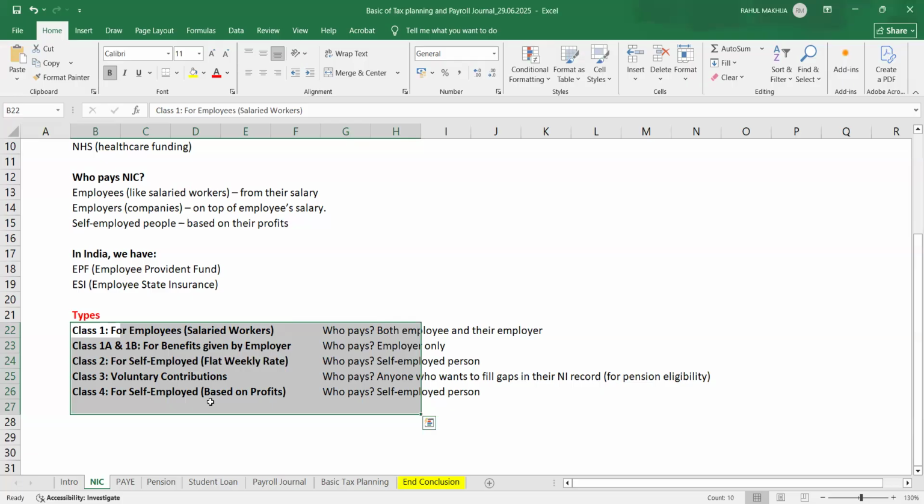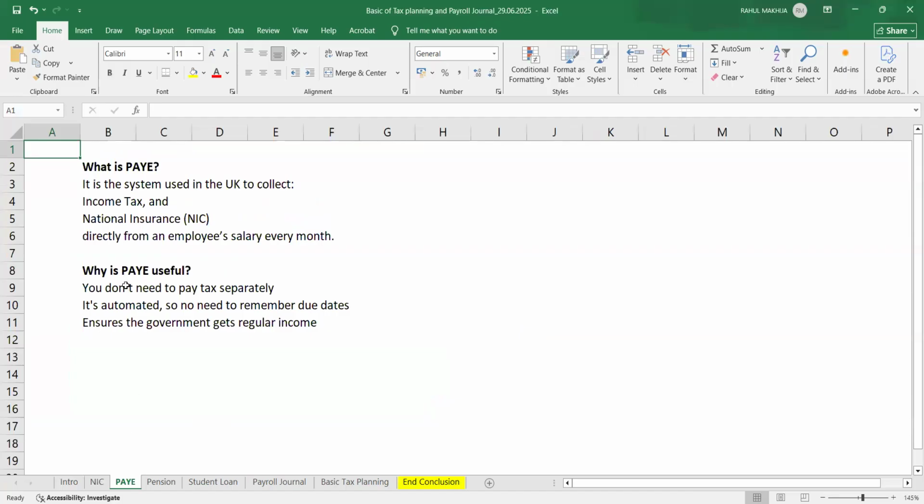Now we will be moving forward to what PAYE is. PAYE stands for pay as you earn. In India, I guess you have heard about TDS, tax deducted at source. Similarly, in the UK, it is pay as you earn. It is the system used in the UK to collect income tax and national insurance directly from an employee's salary every month. Now, why is PAYE useful?